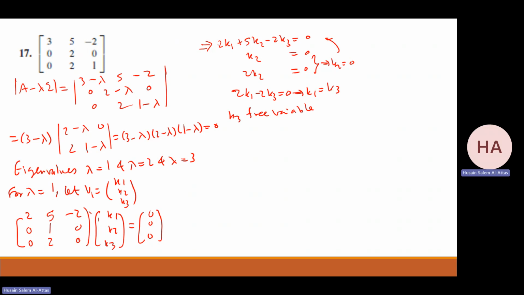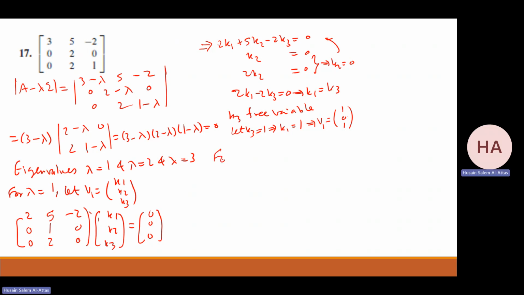So my k3 is a free variable. So I let k3 be equal to 1. So k1 will be 1. So my v1 for lambda equal 1 will be 1, 0, 1. Yeah, that will be.